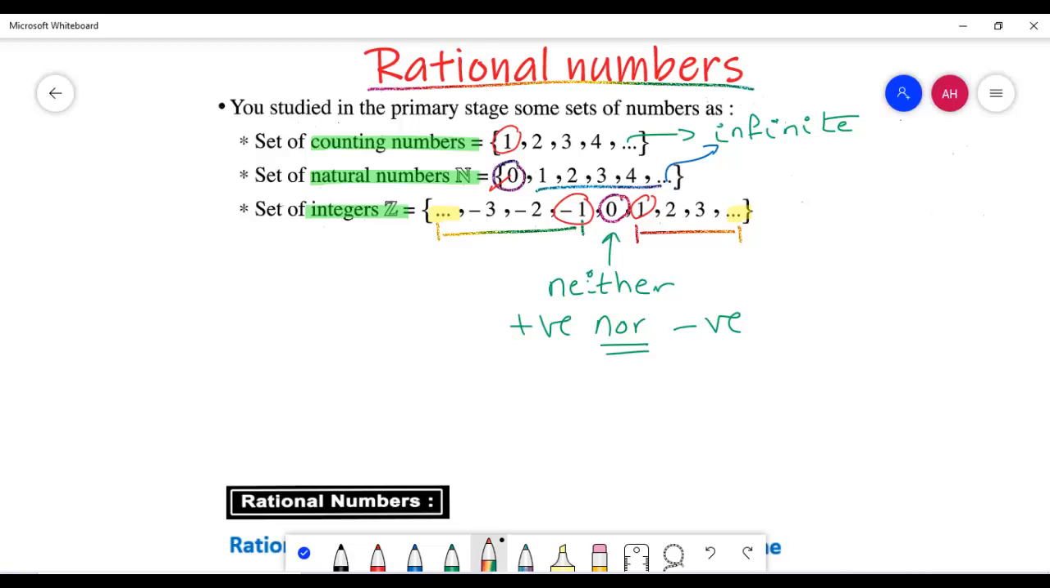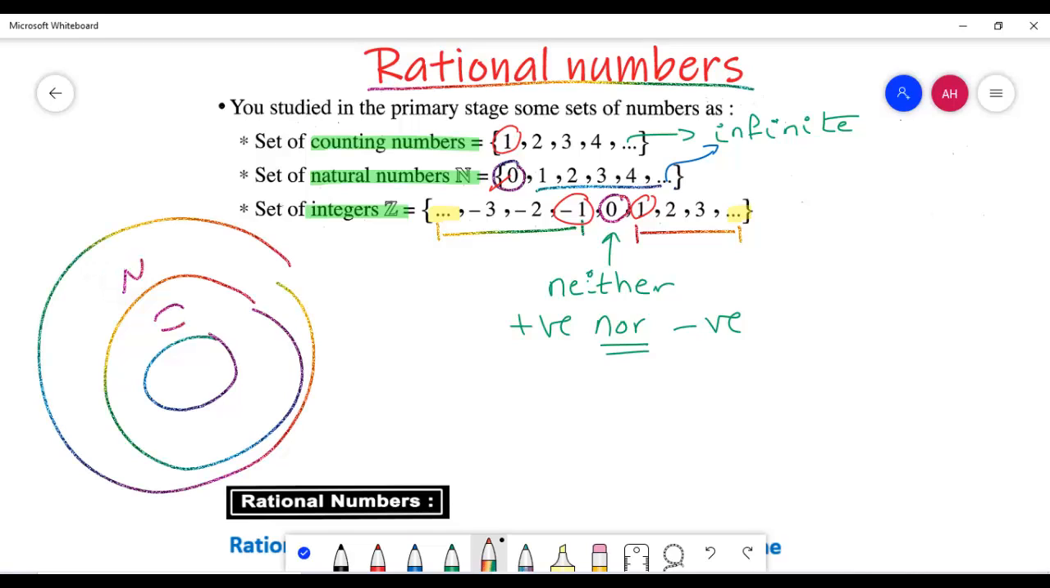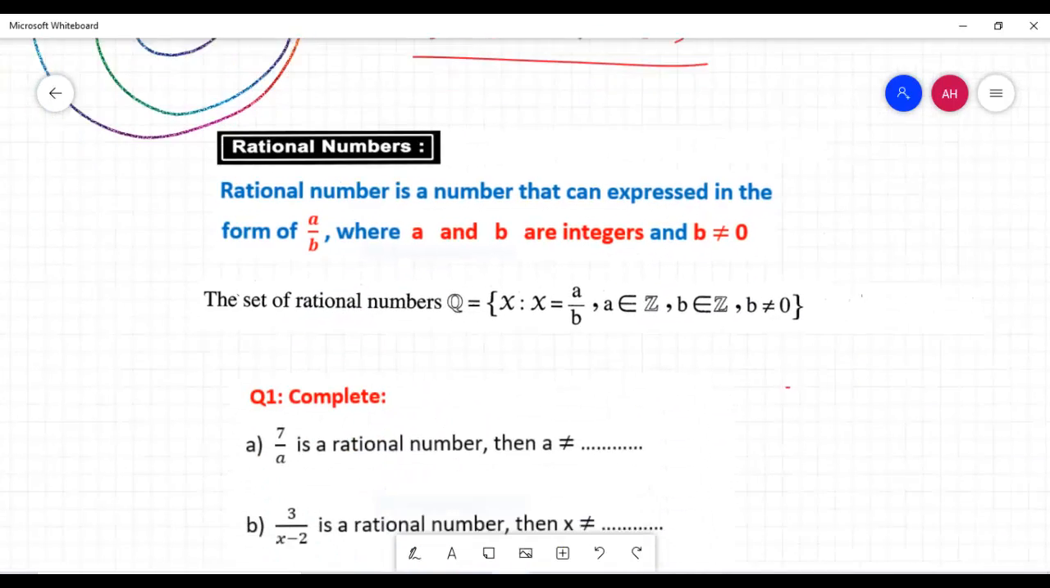If I want to represent those three sets inside of a Venn diagram, first I will have the set of counting numbers, which is a subset of the set of natural numbers, and both of them are subsets of the set of integers. By looking at the elements found in those three sets, you will find that those elements are all in the form of whole numbers. What about if I want a fraction or a decimal? That's what we are going to learn in the set of rational numbers.